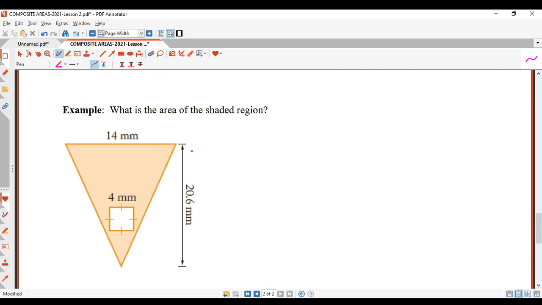This one, here we go. You're going to try this one by yourself. Okay, so first things first, we've got the big triangle, and then we've also got a square here. We just want to find the area of the shaded part in this shape. So let's find the area of the entire triangle. Let's call that A1. So the base of the triangle is 14. The height of the triangle they give us 20.6. So let's put that in.